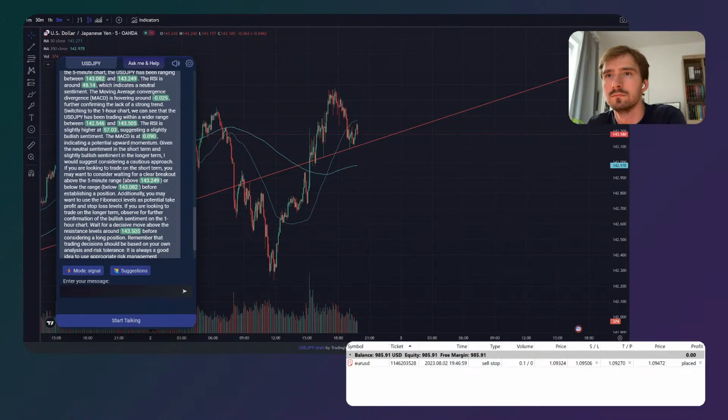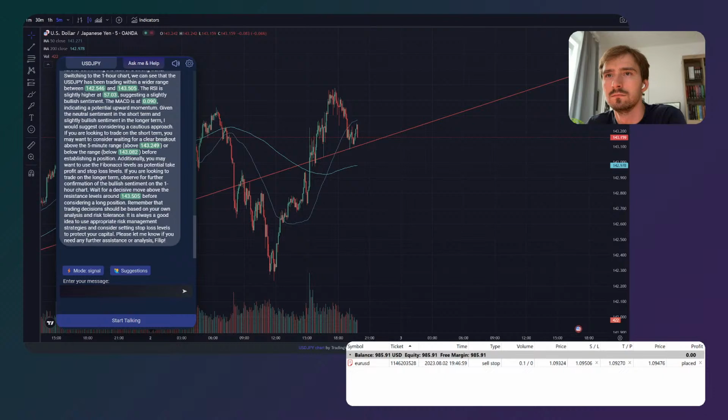Given the neutral sentiment in the short term and slightly bullish sentiment in the longer term, I would suggest considering a cautious approach. If you are looking to trade on the short term, you may want to consider waiting for a clear breakout above the 5-minute range, above 143.249, or below.